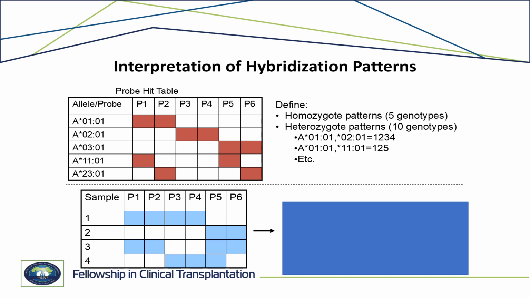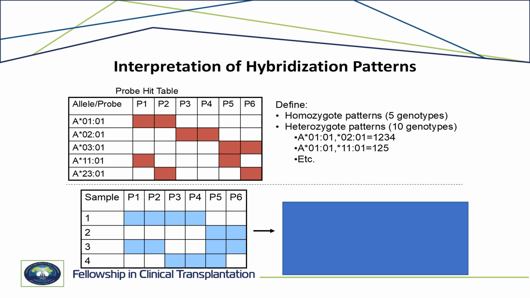If probe 5 and probe 6 are positive, meaning that the green laser was able to identify a fluorescence dye in probe 5 and probe 6, the typing will be A0301. And this is just an example. It can be programmed anything you want.